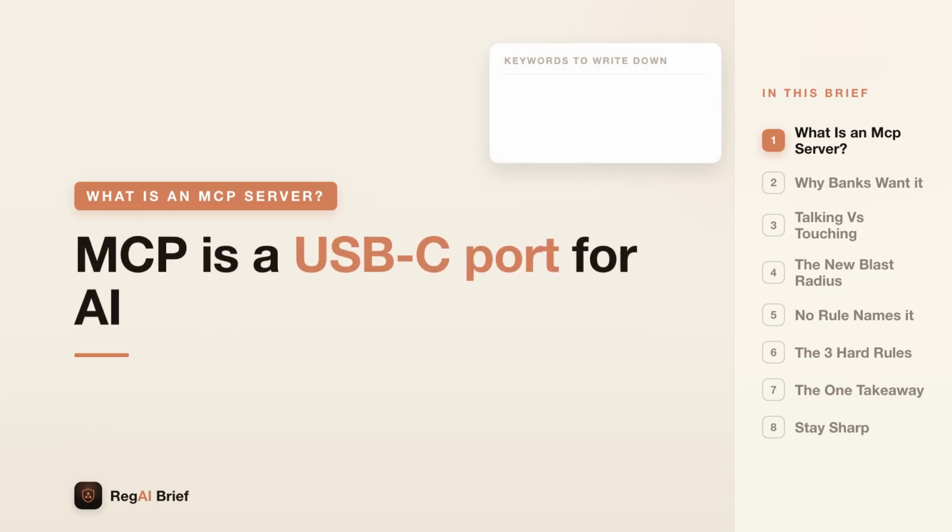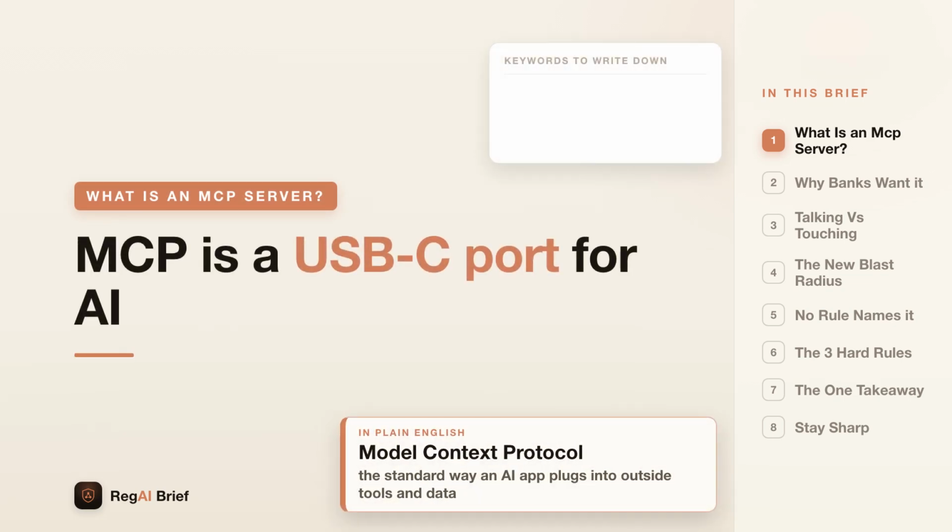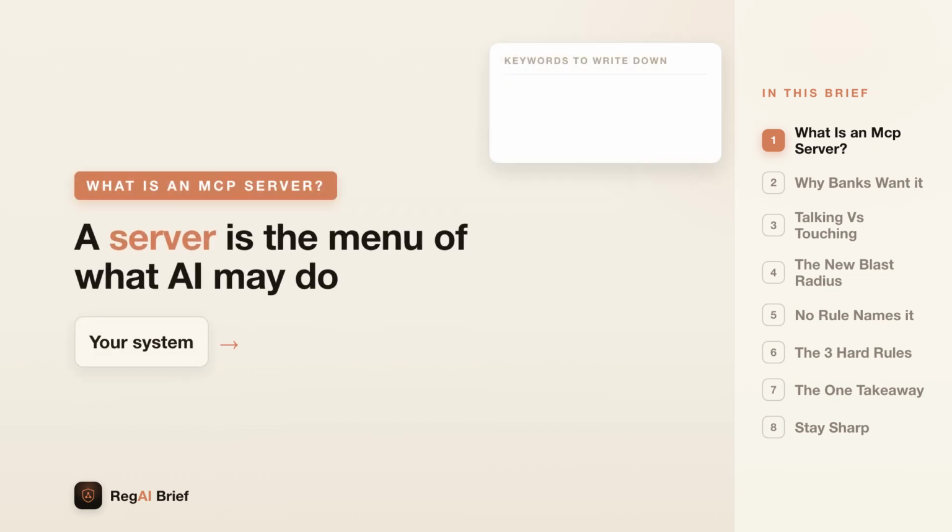First principle. An AI model on its own is just text in, text out. It cannot see your files or call your systems unless something connects it to them. MCP, the Model Context Protocol, is simply the standard plug for making that connection. Anthropic open-sourced it at the end of 2024, and the official docs describe it in one line. Think of MCP like a USB-C port for AI applications. One standard socket, so any AI can connect to any tool, instead of hand-building a custom cable for every single system.